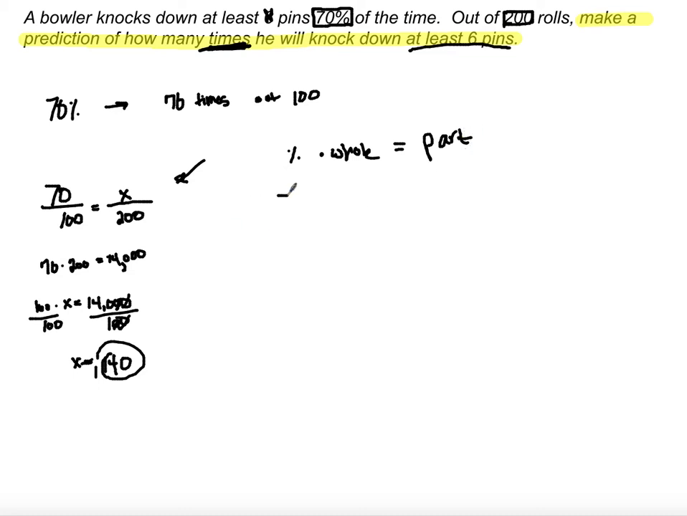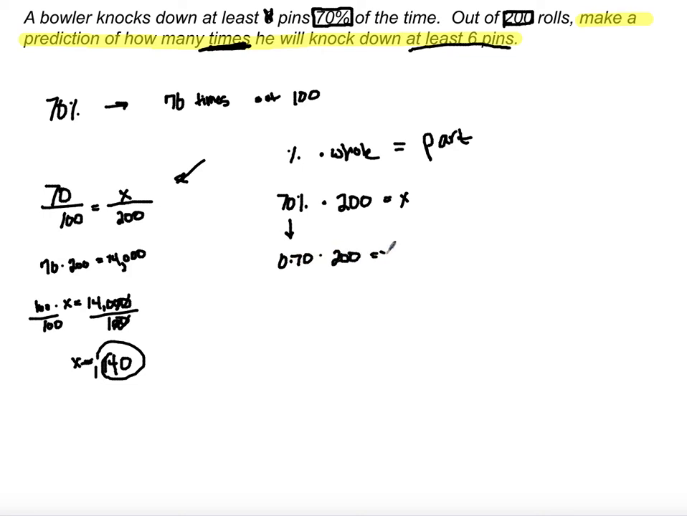In this case, our percent is 70% times our whole. Now, our whole in this case is the total number of times that he is going to attempt to knock down the pins, which is 200, and that's going to give us our answer. However, we know that we have to change 70% to a decimal.